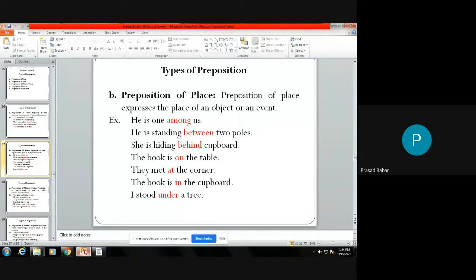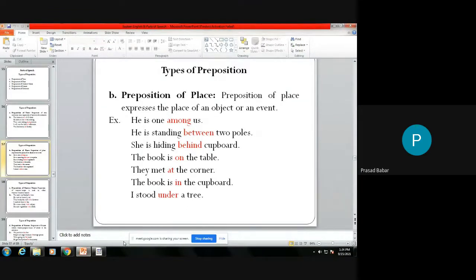Okay, so the next example. They met at the corner. So here, at works as a preposition of place. They met. Where did they meet? If we ask this question, where did they meet? Then it is answering that, at the corner.